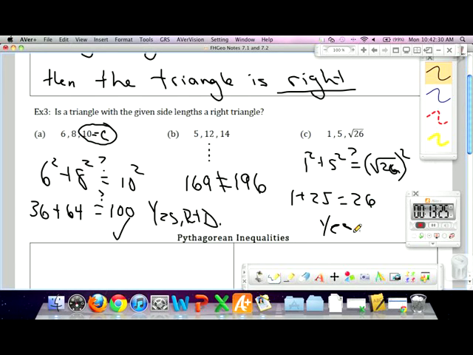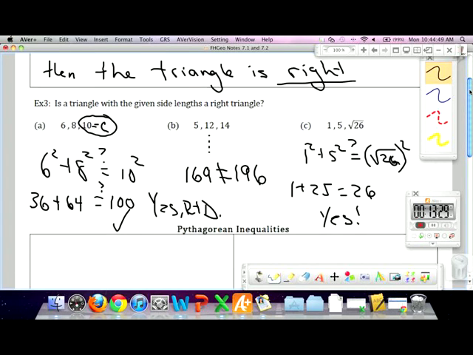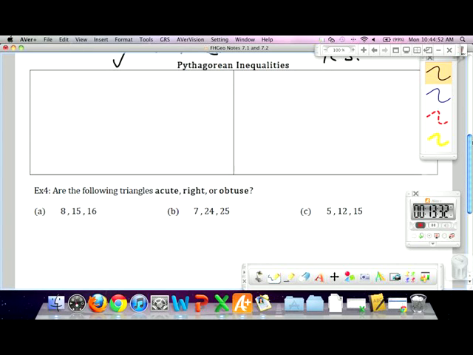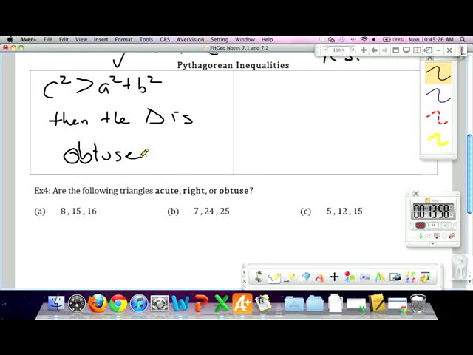Due to our highly formal argument via math aerobics, the Pythagorean inequalities are as follows. If c squared is bigger than a squared plus b squared, then we argued that the triangle is obtuse. And also we argued that if c squared is less than a squared plus b squared, then the triangle is acute.